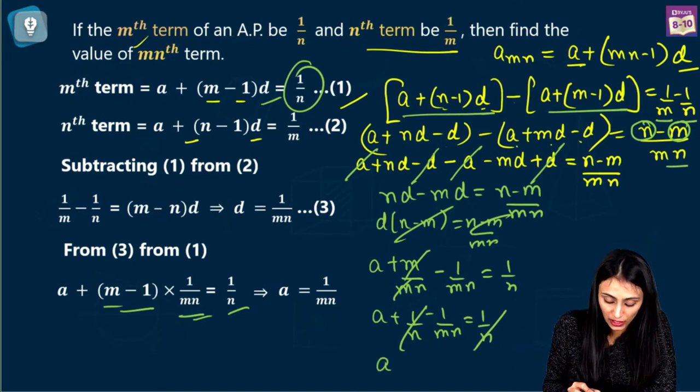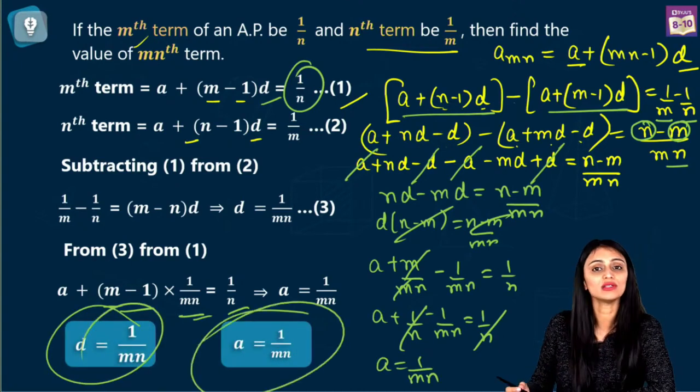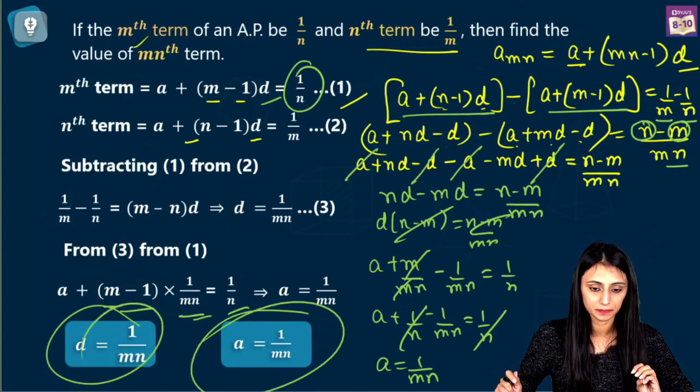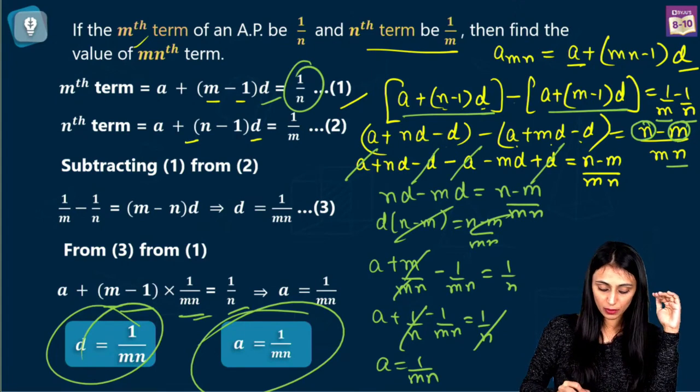Alright, so the value of a would be 1 by mn. We get the value of d and a. Both of them have got the same value, 1 by mn. Okay, so now we have the value of the first term and the common difference.